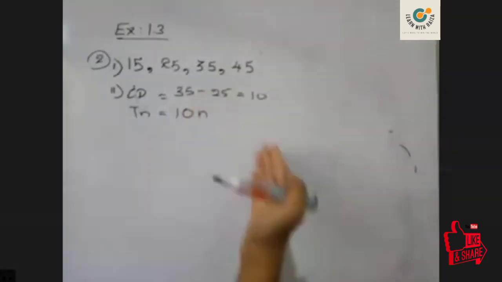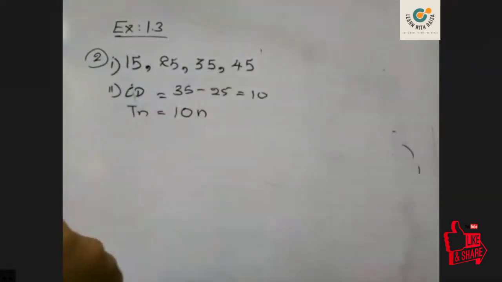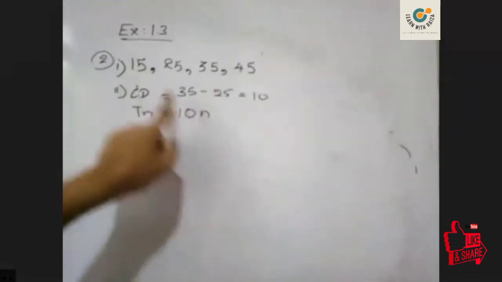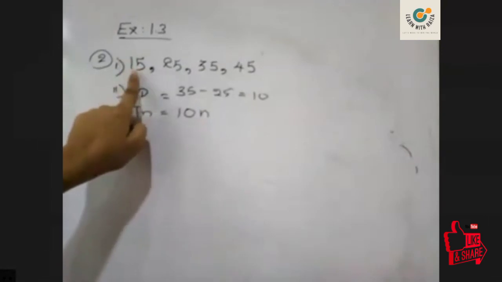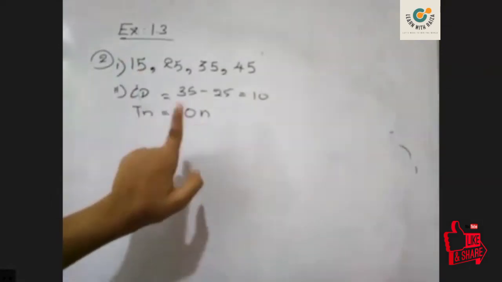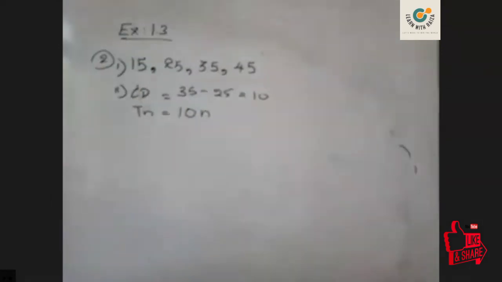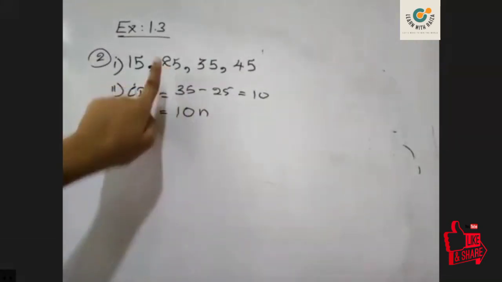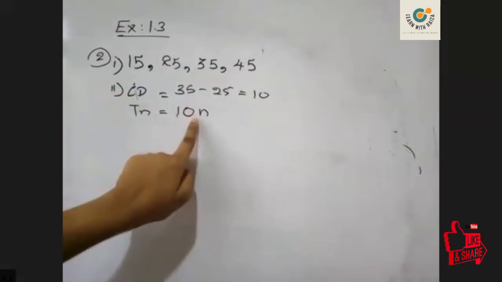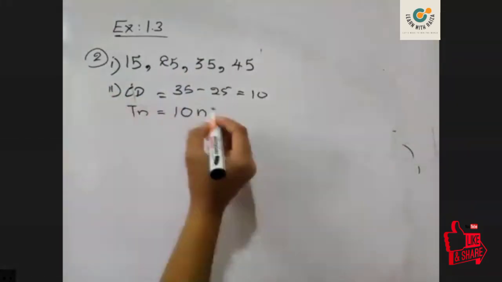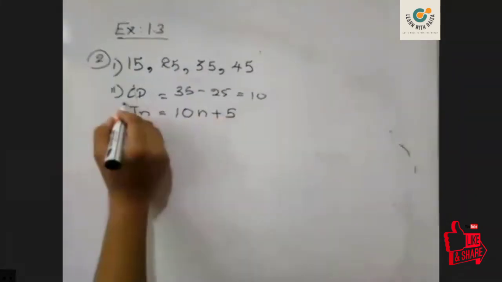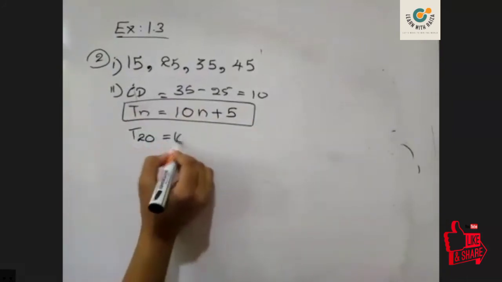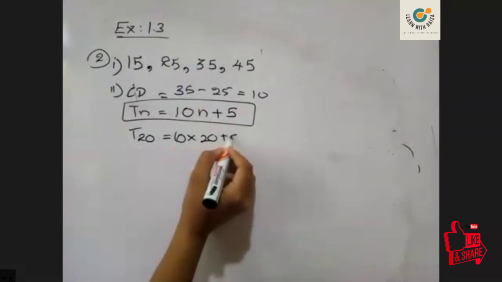10n, we don't know how much to add, how much to subtract. So we have to do a testing. If n is 1, 10 times 1 is 10, but my first term is not 10, it's 15. 10 times 1 is 10, 10 plus 5 is 15, right? 10 times 2 is 20, 20 plus 5 is 25. 10 times 3 is 30, 30 plus 5, 35. That means for my general term, I should add 5. So using this general term, I can find T20, the 20th term, 10 times 20 plus 5.